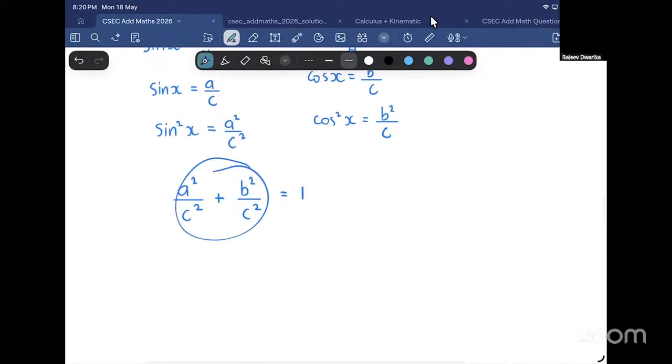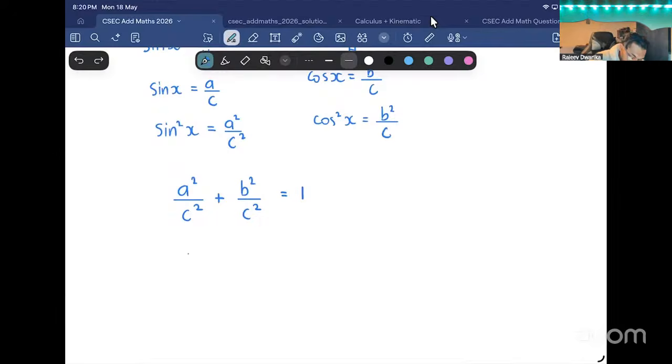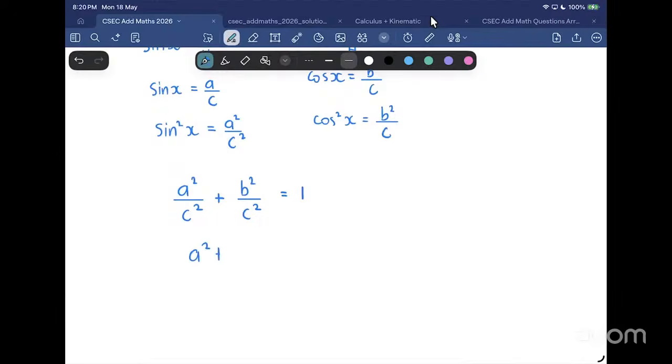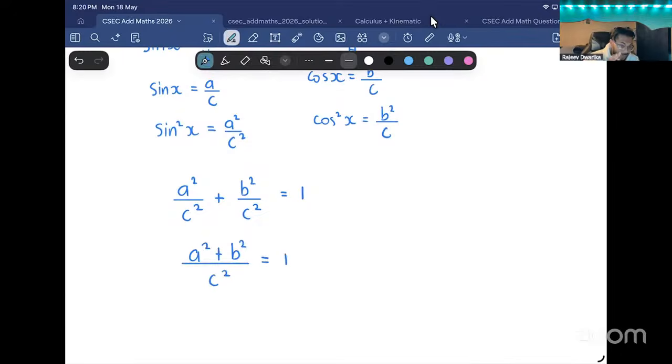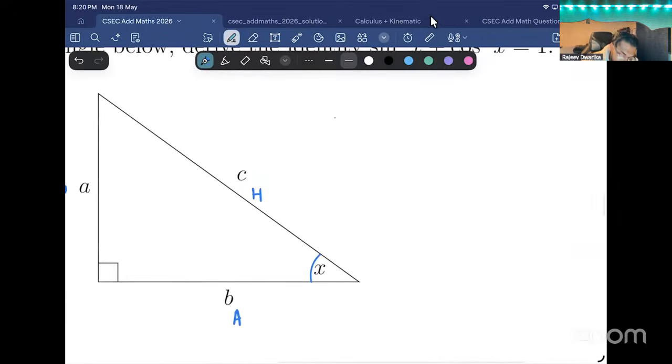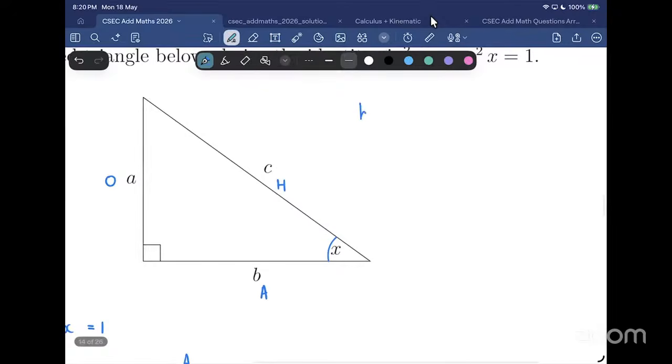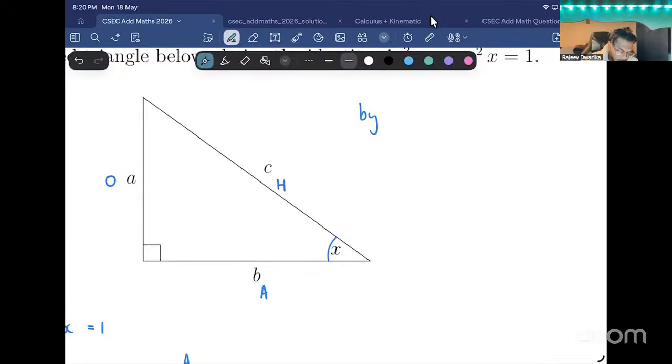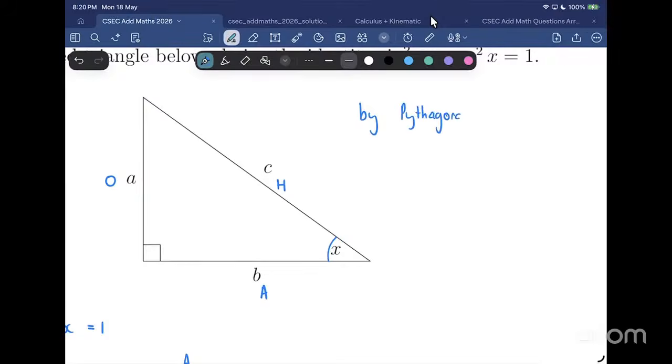I have the same denominator, so what can I do? You can add the two and leave the denominator the same. Right? And that's supposed to be equal to 1. Now here, what does Pythagoras' theorem state? That A squared is equal to B squared plus C squared. Take your time. What else does it state?